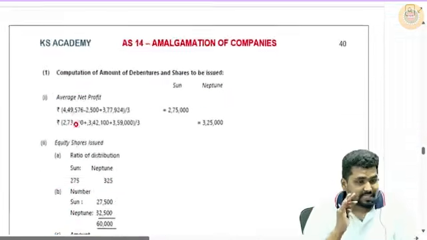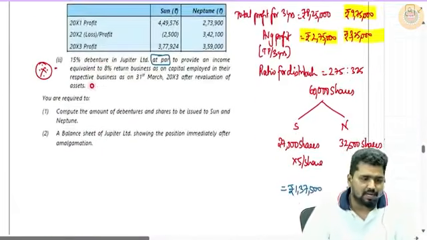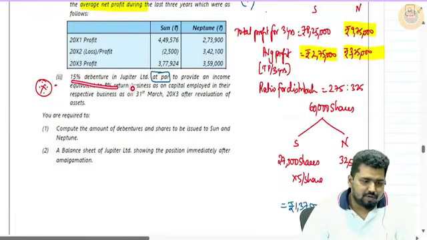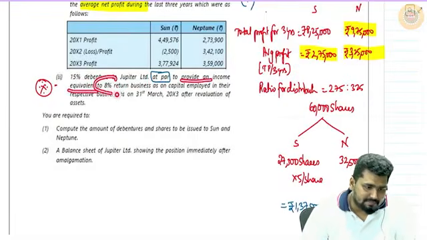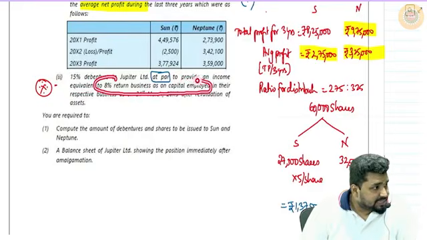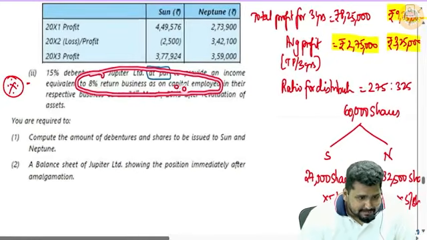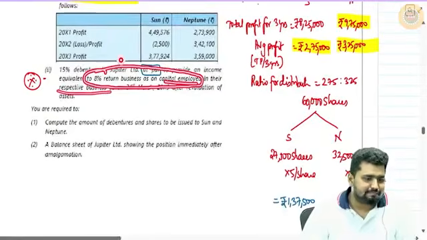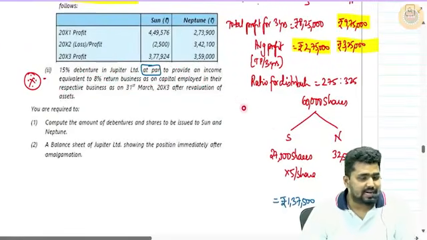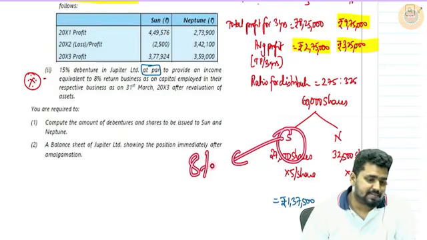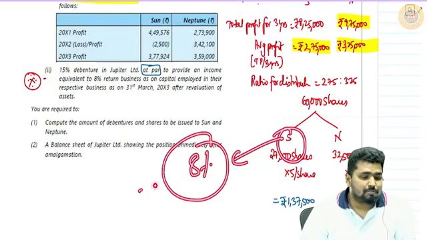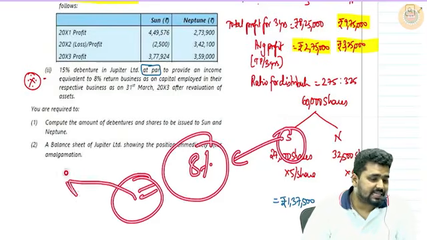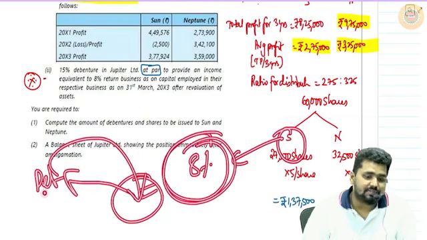Debenture adjustment is an interesting adjustment. Listen to me. So 15% debentures we are going to issue at par to provide an income equivalent to 8% return on capital employed in their respective business. Simple. Whatever capital employed Sun Limited and Neptune Limited are having, on that, 8%. To that extent I am going to give debentures, so that the debenture interest earns 8% of the capital employed.